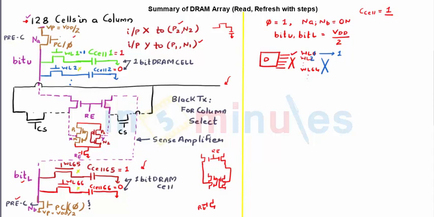So word line 1 is on. That means let's call this transistor N. My transistor N is on. Now let's see what's happening with transistor N.